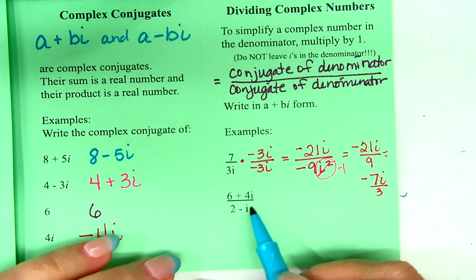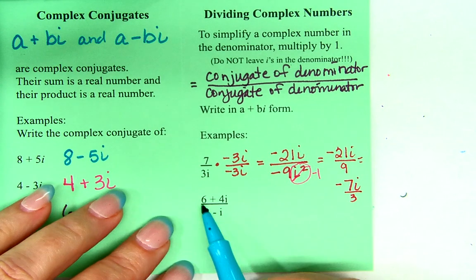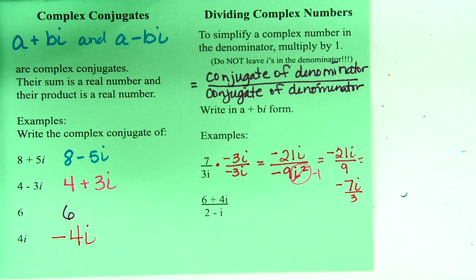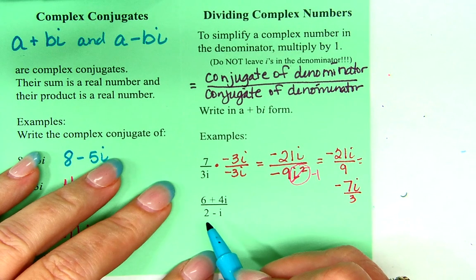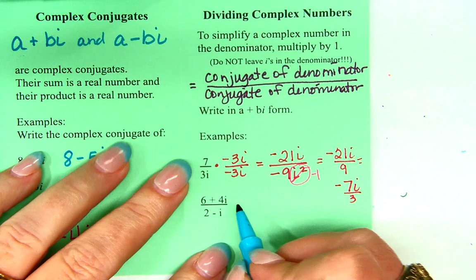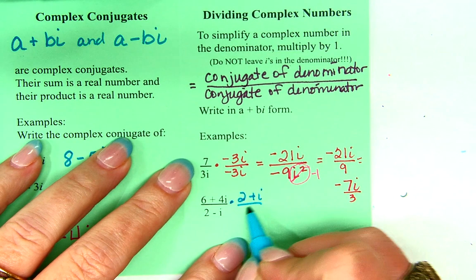Okay. Now what about this problem? 6 plus 4i over 2 minus i. What do we do first? Decide on our conjugate, right? Actually, what we do first is don't panic. And then second, decide on our conjugate. What is it? 2 plus i. Very good. Now I multiply numerator and denominator by 2 plus i.